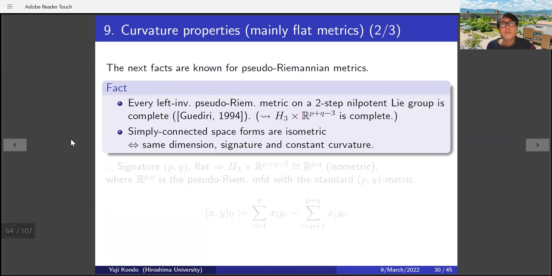But for the pseudo-Riemannian case, the next facts are well known. The first one is every left-invariant pseudo-Riemannian metric on a two-step nilpotent Lie group is geodesically complete. So therefore, this Lie group is two-step nilpotent, so this is geodesically complete. And also, simply connected space forms are isometric if and only if they have the same dimension, the same signature, and the same constant curvature.